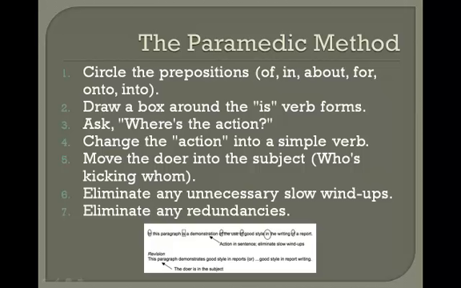Here's that method I was promising. It's kind of lengthy. There are 7 steps. Some things to do are circle the prepositions, draw a box around the is verbs, ask where's the action, change the action into a simple verb. Hopefully by now all of this sounds pretty familiar because we've gone over it in class and in this lecture as to what to look for. I don't necessarily believe that you're going to go through and do all of this for every sentence and every paragraph in your paper, although I think at some point it would be an interesting exercise for you to go through a paragraph and try some of these things.